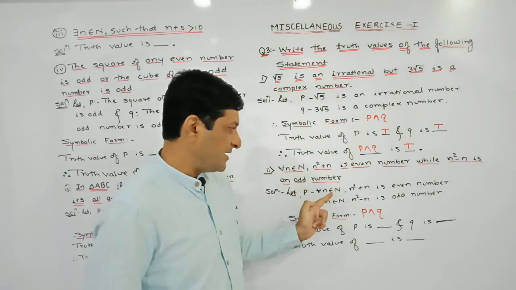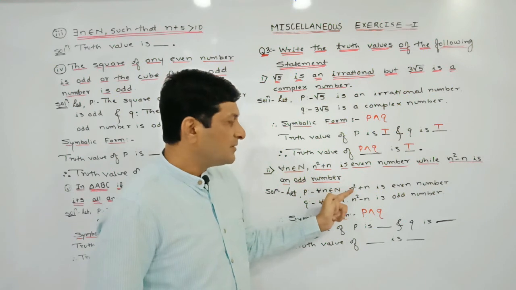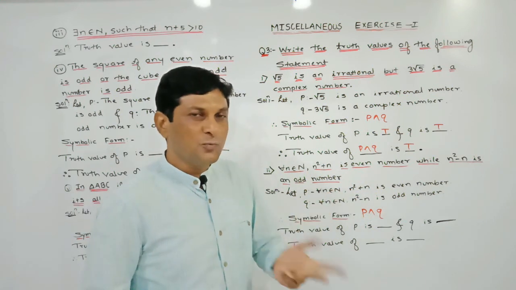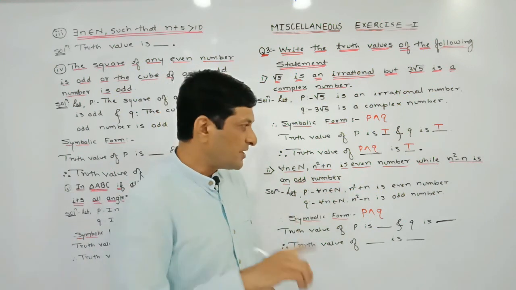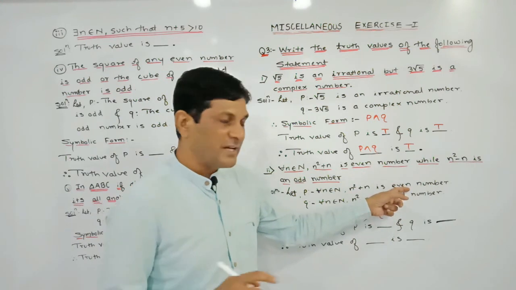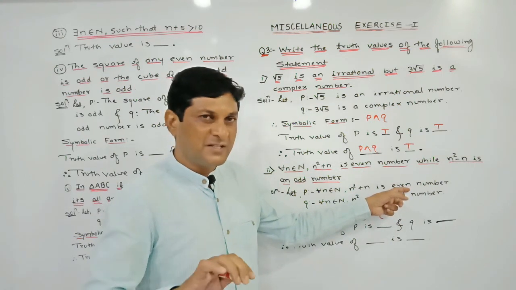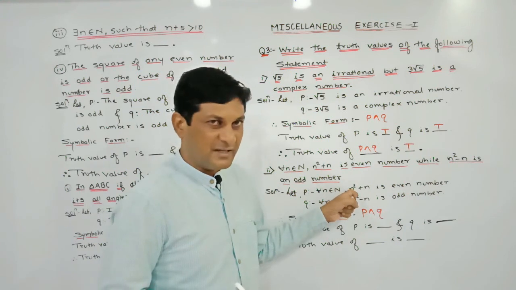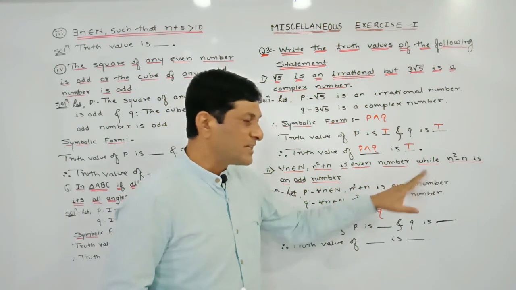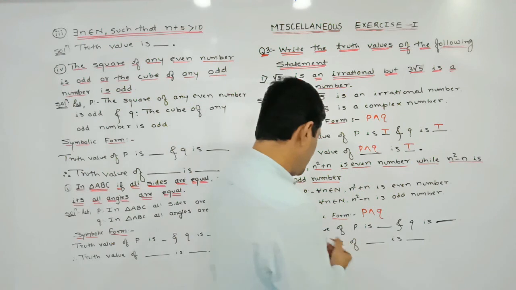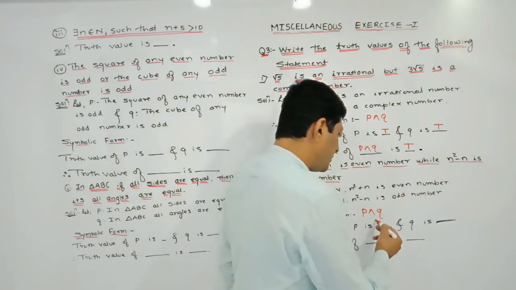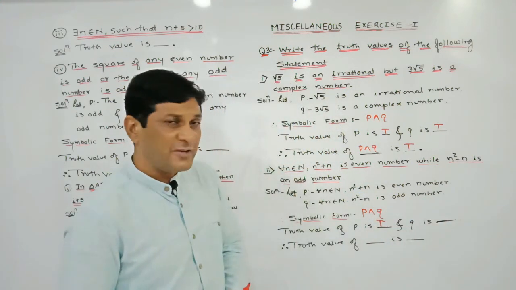Observe the first statement. For n square plus n, two possibilities are there: either n is even or odd. In the first case, n is even. We know that if a number is even, its square is also even, and the addition of two even numbers is always even. So the truth value of P is T.